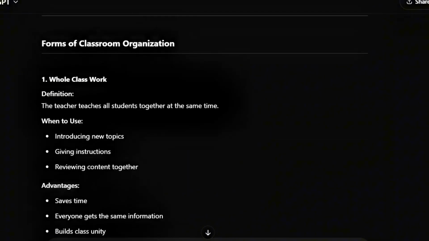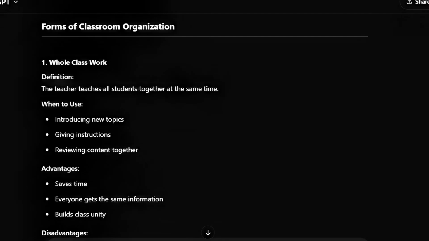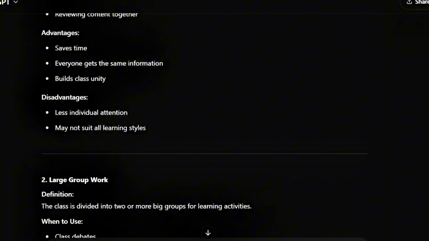Forms of classroom organization. 1. Whole class work. Definition: the teacher teaches all students together at the same time. When to use: introducing new topics, giving instructions, reviewing content together. Advantages: saves time, everyone gets the same information, builds class unity. Disadvantages: less individual attention, may not suit all learning styles.